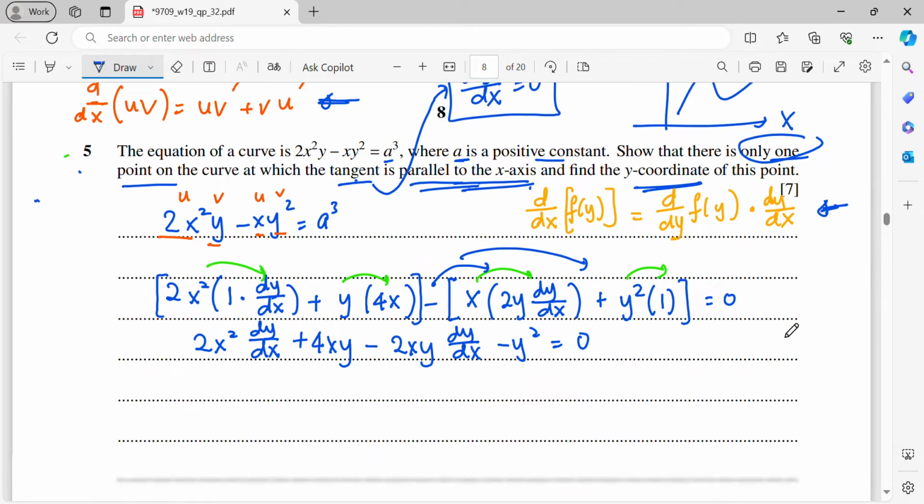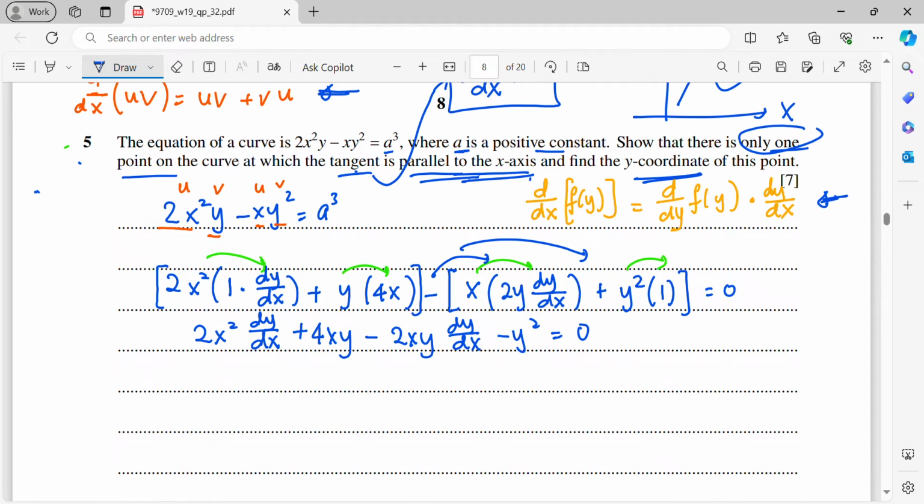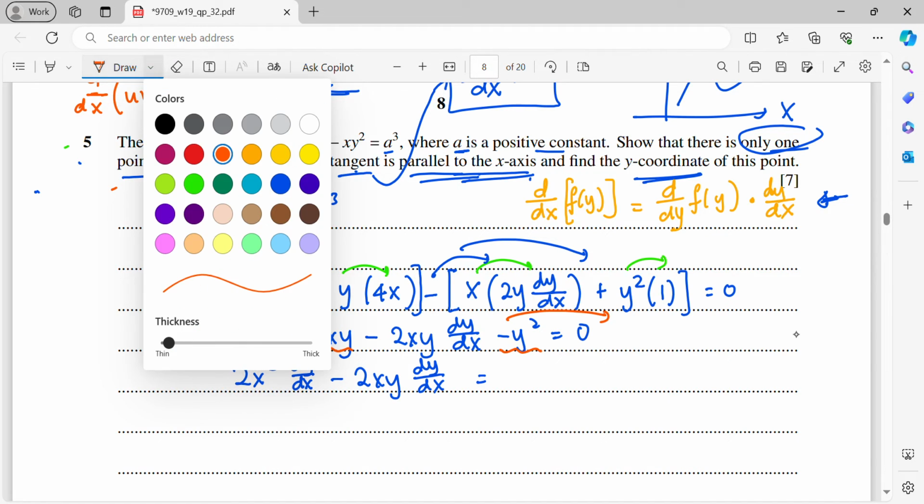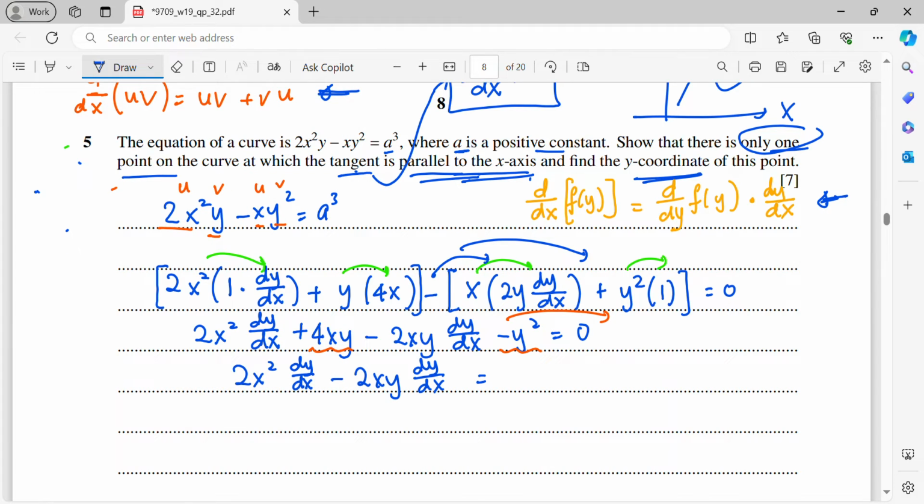Now, from here, I will group the dy/dx on the left hand side, and the rest of the terms will be moved to the right side, which means I will be getting 2x squared dy over dx minus 2xy dy over dx. And for your information, this plus 4xy and minus y squared will be moved to the other side. So when you move, remember to change the sign from plus to minus or from minus to plus. So I will be getting y squared minus 4xy.